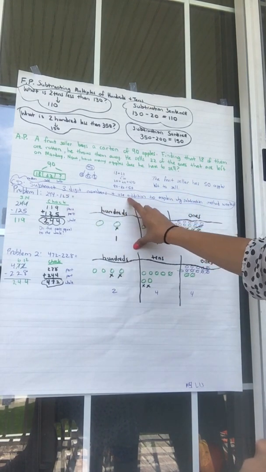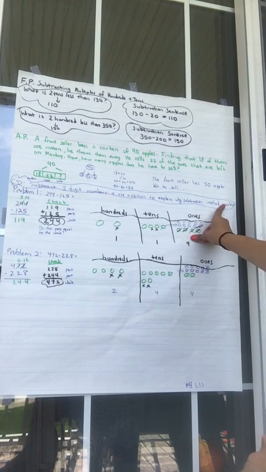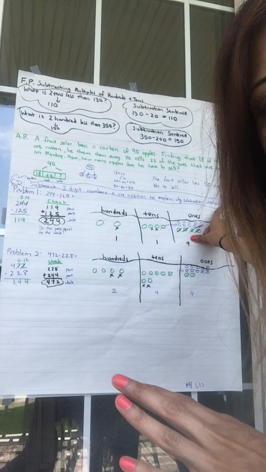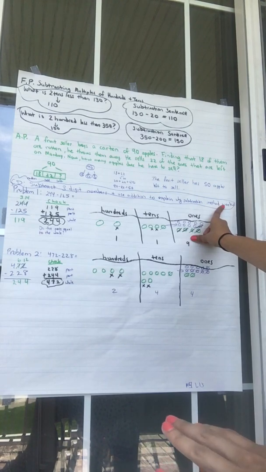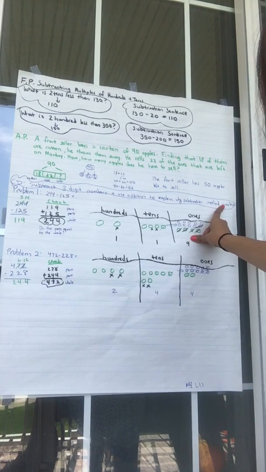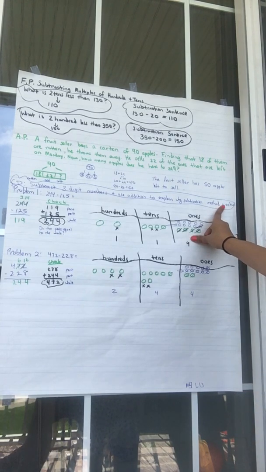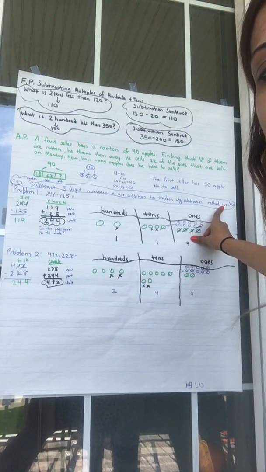Okay, so now our conceptual development. Subtract 3-digit numbers and use addition to explain why the subtraction method works. Basically, we're going to subtract 3-digit numbers using the vertical way and the place value chart way, and then we're going to check using the matching addition method. You've done this in module 4, so this should be very familiar to you. All you're doing is now working with 3-digit numbers. As well, we are going to be decomposing, unbundling.